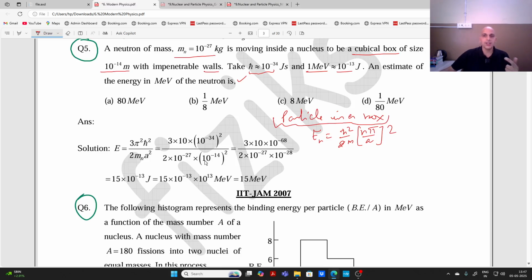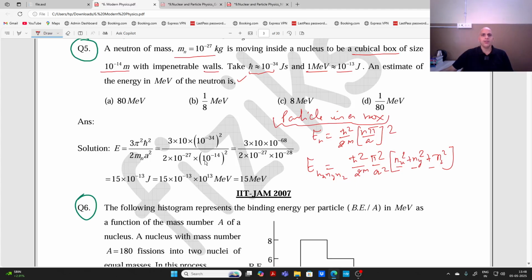If the box is three-dimensional with equal sides, then this expression becomes E of nx, ny, nz equal to h cut square divided by 2m into pi square upon a square, all the sides being equal. If the sides are not equal, it becomes a square plus b square plus c square. So then I have nx square plus ny square plus nz square. These are the three quantum numbers associated with the three directions.